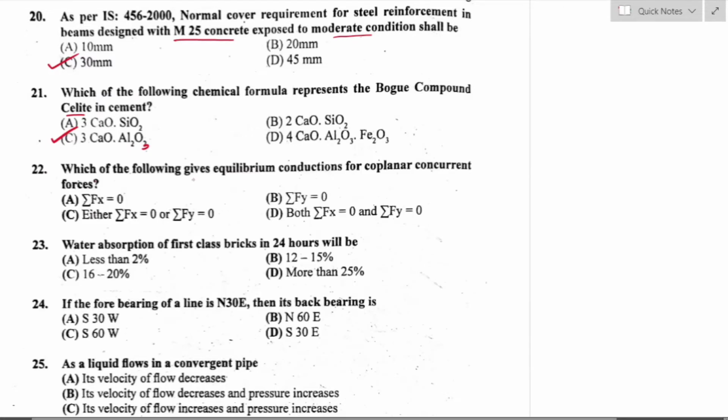Question number 22. Which of the following gives equilibrium conditions for coplanar concurrent forces? In the following figure you can observe a coplanar concurrent force system. Coplanar concurrent forces are those forces which meet at one point and their lines of action also lie in the same plane. So the equilibrium conditions for this type of forces are: sum of forces along the x-axis and along the y-axis is equal to 0. Option D is the right answer.